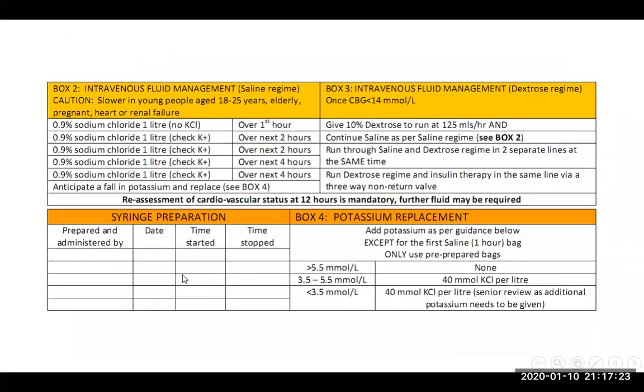And of course, here the fluid and the potassium, when to be given. And of course, we can give dextrose. This is the last slide in hyperosmolar hyperglycemic state.